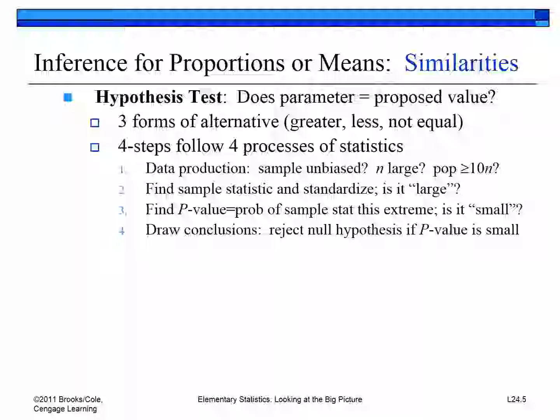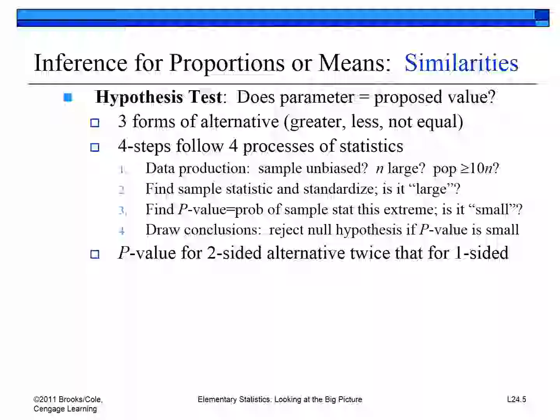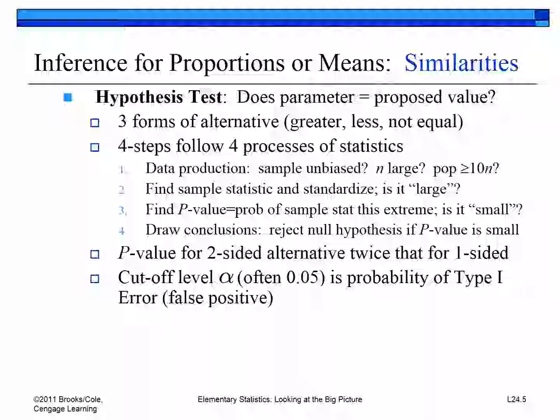And finally, we'll do our inference. We will reject the null hypothesis if that p-value is small. As before, the p-value for a 2-sided alternative is 2 times as big as the p-value for a 1-sided alternative. We will call the cutoff level alpha, as before. We will typically use 0.05. Unless you see otherwise, you can make that assumption.